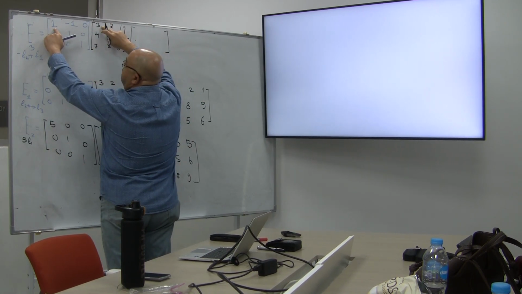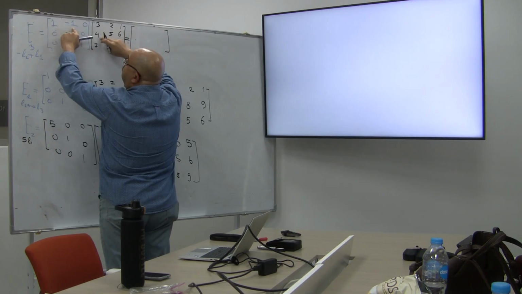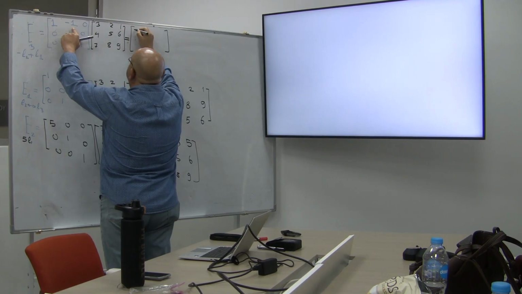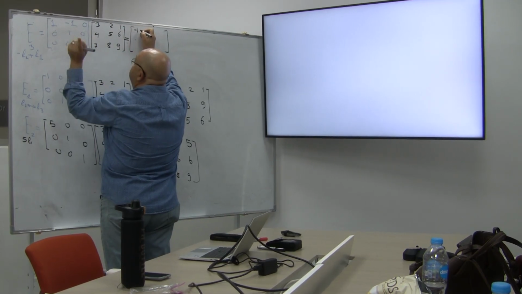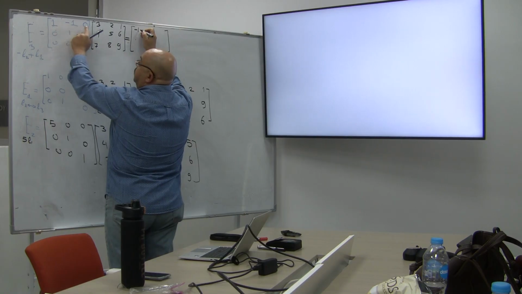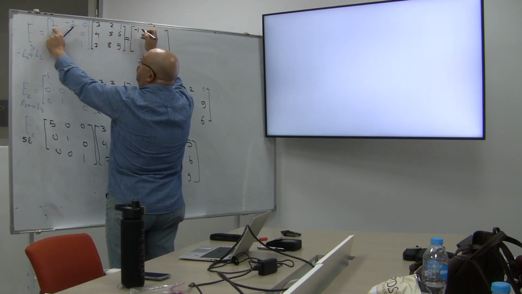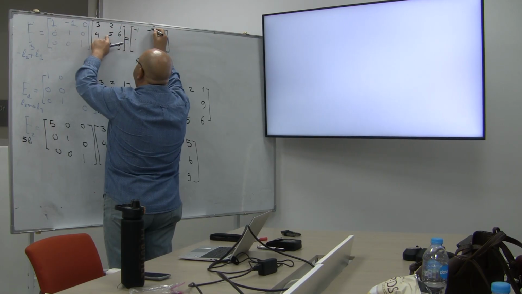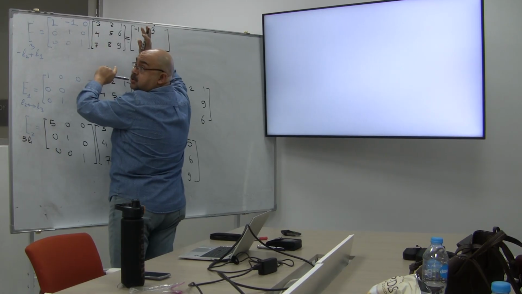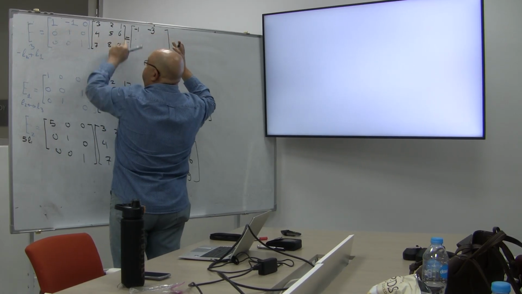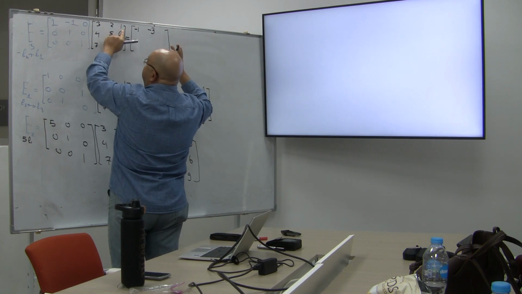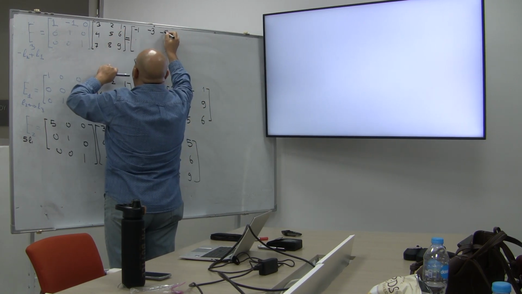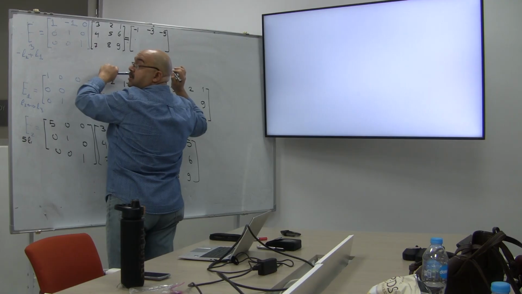1 times 3, 3. Negative 1 times 4, negative 4. Their sum is negative 1. 0 times 7, done. Multiply the first row by the second column: 1 times 2, then negative 5, which is going to come up to negative 3. Then 0 times 8, done. Multiply the first row by the third column. So it's going to be 1 minus 6. The sum of them will be negative 5.